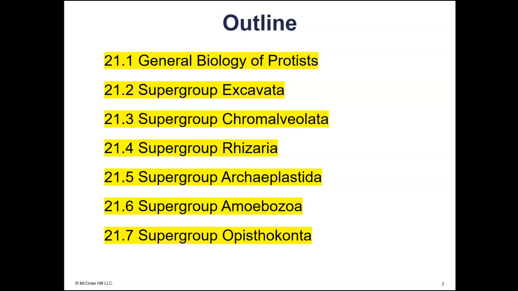And we're going to start the domain eukarya with the Kingdom Protista. The Kingdom Protista consists primarily of protozoans and algae. So there are 6 supergroups that the protists are classified into. There's the excavata, the chromalveolata. We covered both of these already. And I'm going to focus more on the last 4, which are the Rosaria, Archaeoplastida, Amoebozoa, and Opisthokonta.